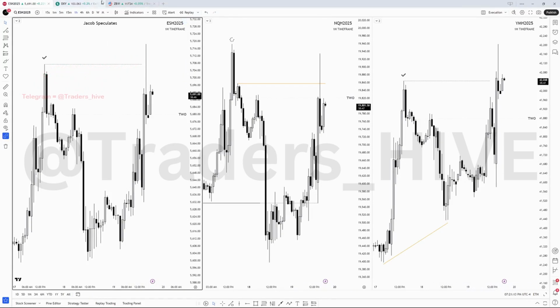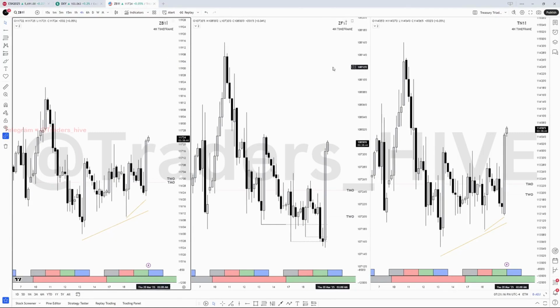Why use TN1 and not ZN1? This is the bonds triad. These three assets right here. You could throw ZN1 into the mix, but TN1, that's what I prefer.